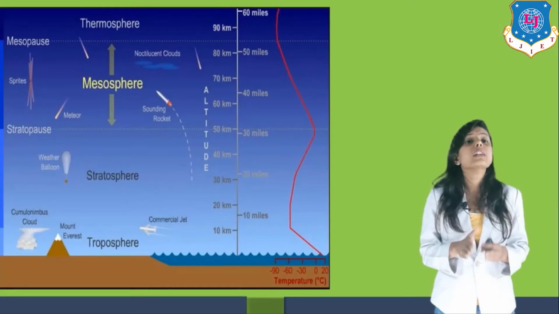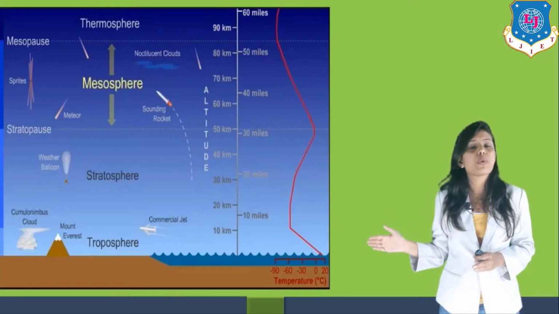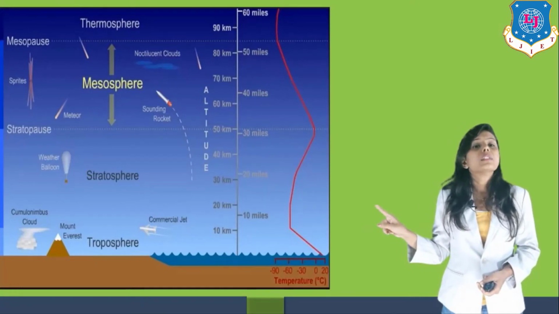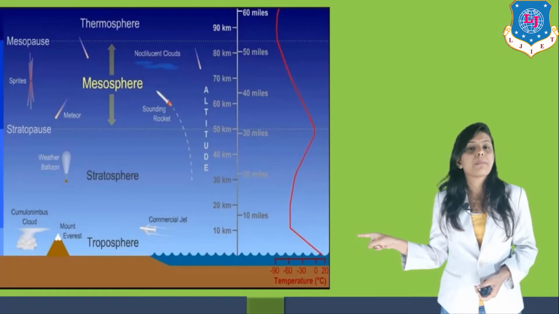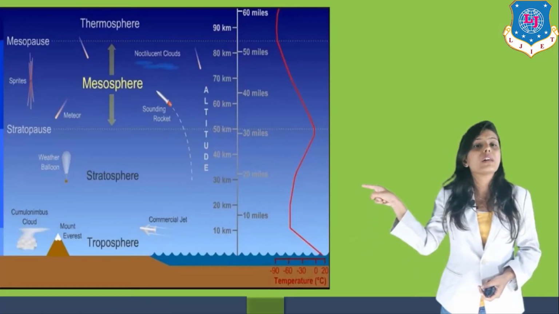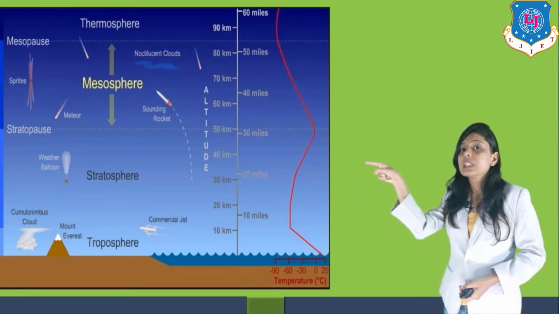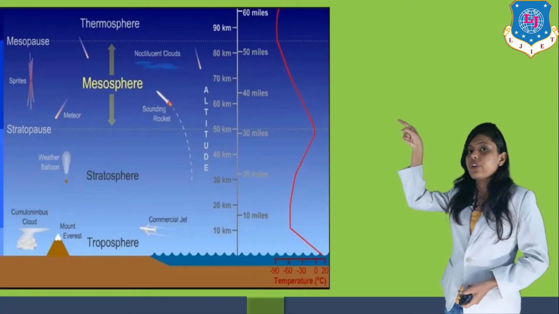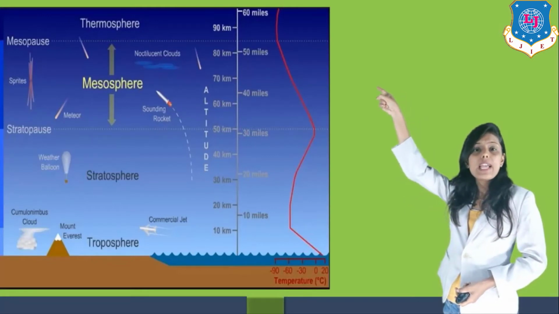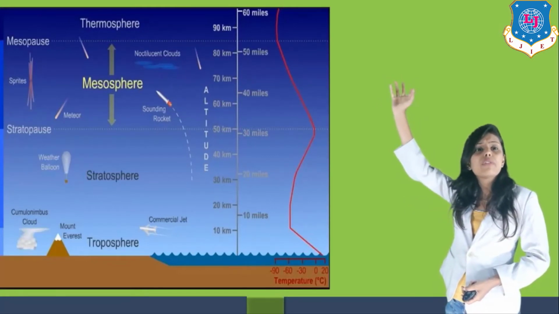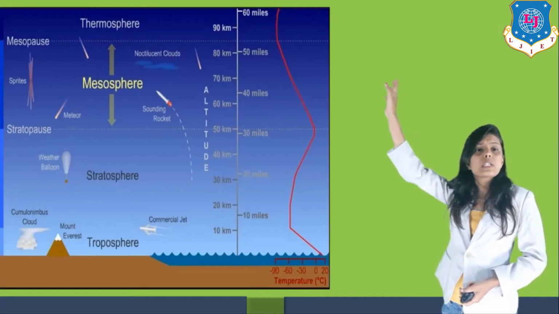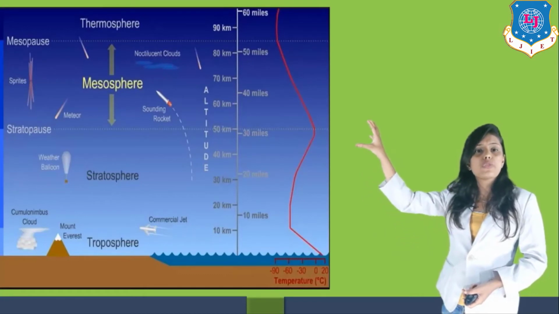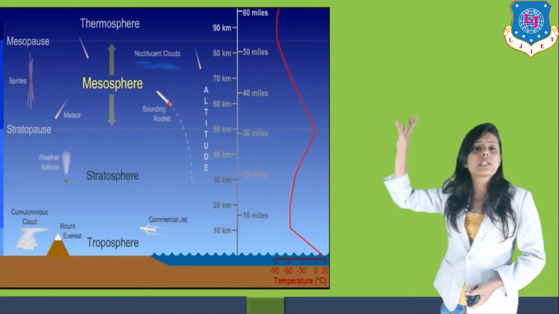The layer which is nearest to the Earth's surface is known as troposphere. You can see it in the figure that the nearest layer is known as troposphere. As you go above, the second layer is known as stratosphere, and the third layer is known as mesosphere. Fourth layer is known as thermosphere, and fifth layer is known as exosphere, which is at the end of the atmospheric system. So first is troposphere, second is stratosphere, third is mesosphere, fourth is thermosphere, and fifth is exosphere.